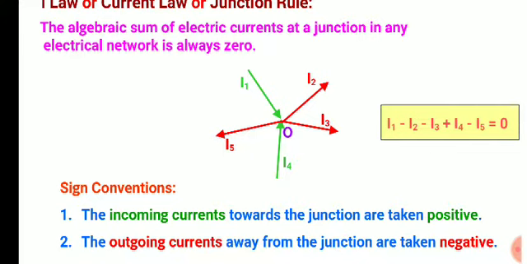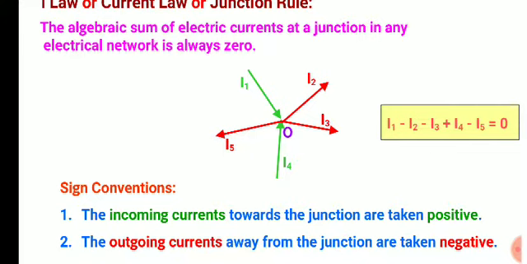The arrowheads indicate the direction of flow of current. The incoming currents towards the junction are taken as positive, which are green in color. That is I1 and I4 are pointing towards the junction, and the other three currents I3, I2 and I5 are pointing outwards. So outgoing currents away from the junction are taken as negative.